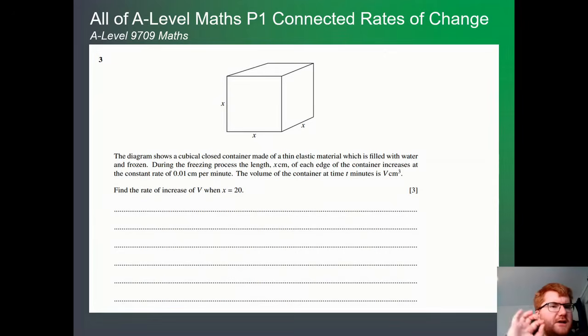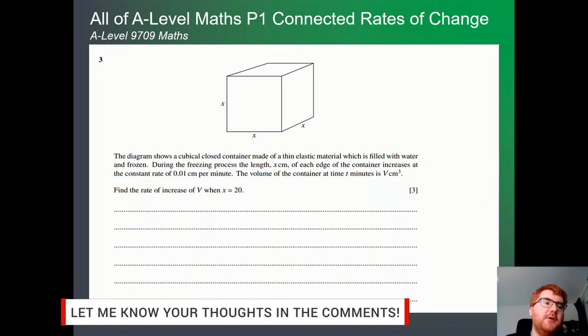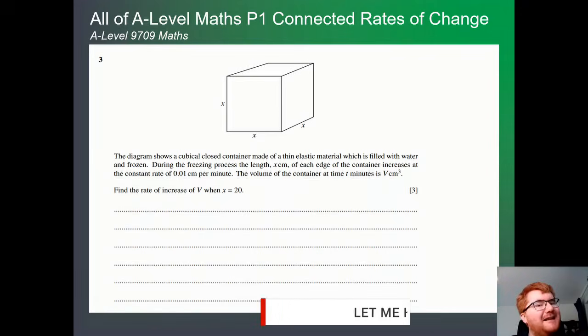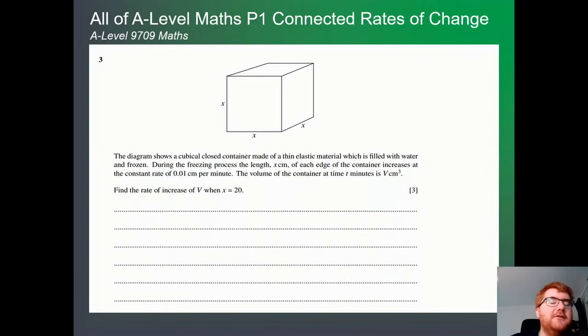So, slight twist to the videos that I've done before. Here's another question for you. This is question 3. What I'd love you to do is in the comments, can you tell me what the solution to this question is? This is really showing your knowledge from what you've done before. Can you apply it to a slightly different question here?